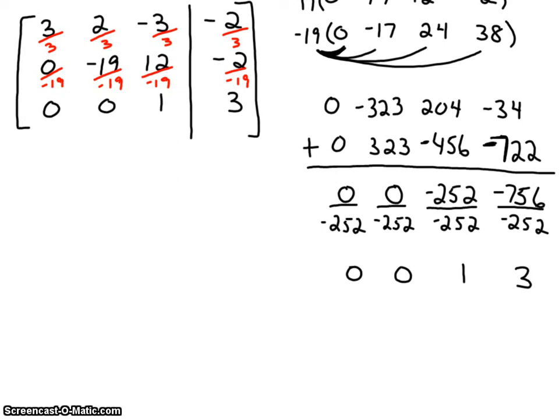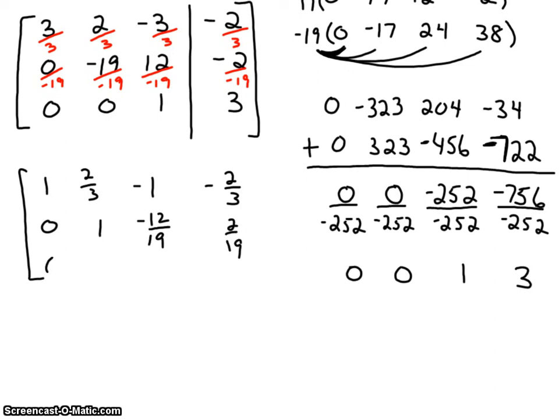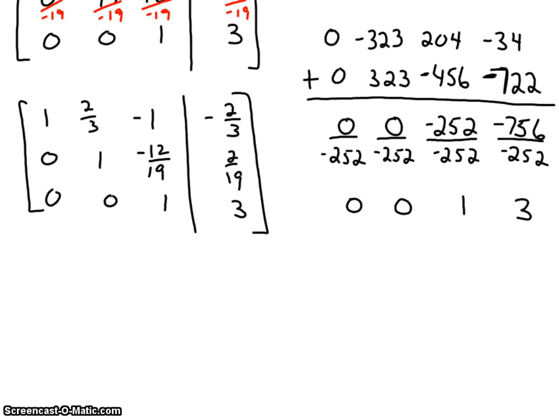The result is 1, 2/3, negative 1, negative 2/3. 0, 1, negative 12/19, 2/19. 0, 0, 1, 3. This is row echelon form. Okay, now we need to back substitute.